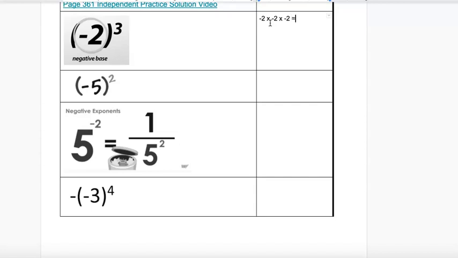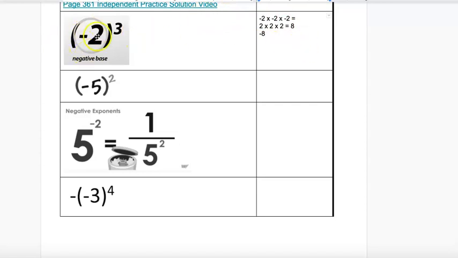3 times. Now, multiplying integers. Let's just multiply 2 times 2 times 2. We get 8. Count up the negatives. 1, 2, 3 negatives. 3 negatives mean that my answer is going to be negative because that's an odd number.